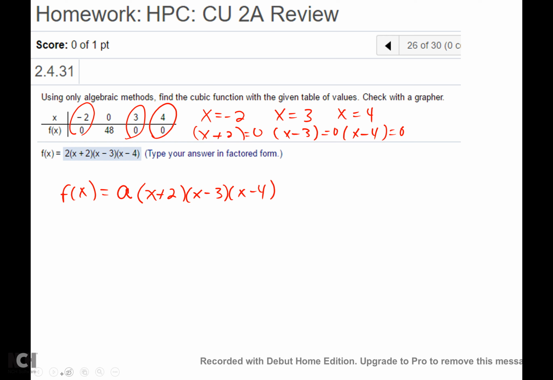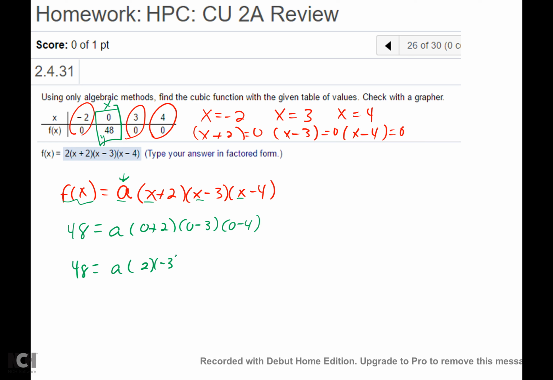I've got to figure out what a is. Well, like I keep saying, we've got too many I don't knows. We don't know y, we don't know x, and we don't know a. All I want is a, which means I've got to come up with some x's and y's. Oh look, they gave me an x and a y that's not a 0, because you need one other point that's not a 0 on it. If I change y to 48, and all of my x's to 0s, and I simplify that, I get a times 2 times negative 3 times negative 4.